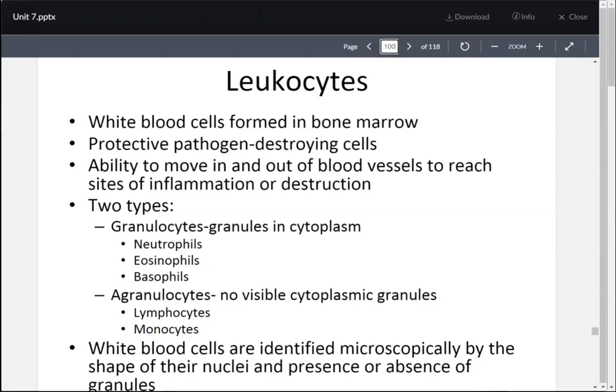So, leukocytes, as a generic whole, are going to form in your bone marrow. Leukocytes are going to be protective pathogen-destroying cells in various formats, and they have the ability to move in and out of blood vessels to reach various sites of inflammation or destruction. So when you have a cut or a wound or any damage, these are going to leak out of the capillaries specifically into the surrounding tissues to help take care of that.